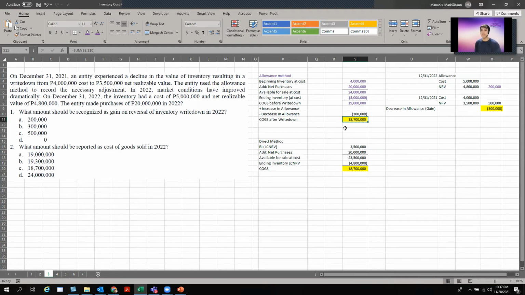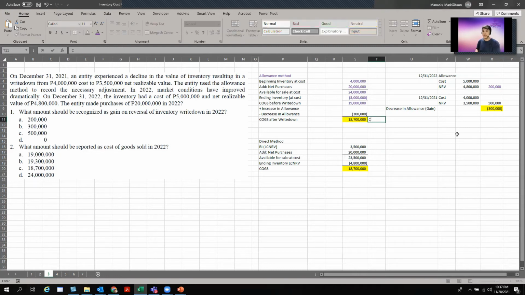So in number one, the answer is 300,000. So that's the gain on reversal of write down in 2022 of 300,000. So letter B. And then in number two, what amount should be reported as cost of goods sold in 2022? So that would be 18,700,000 or letter C.